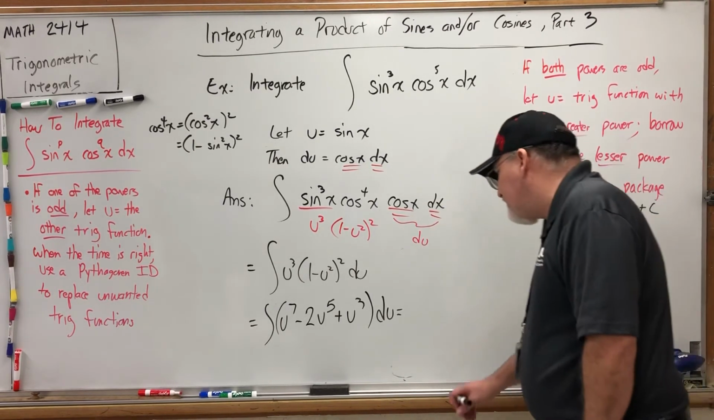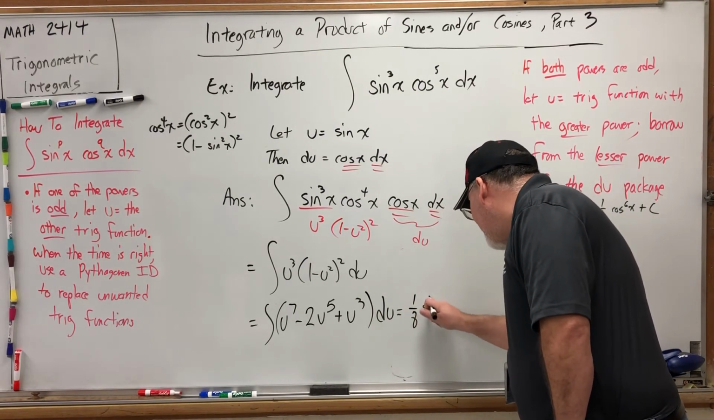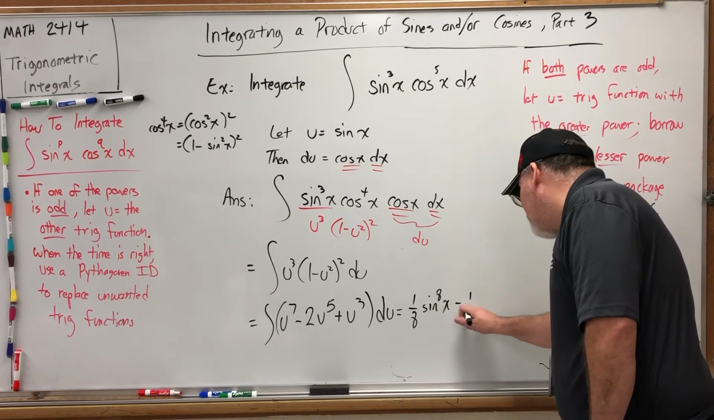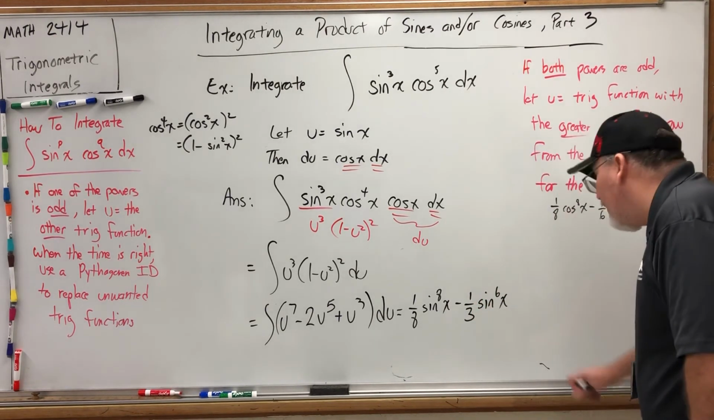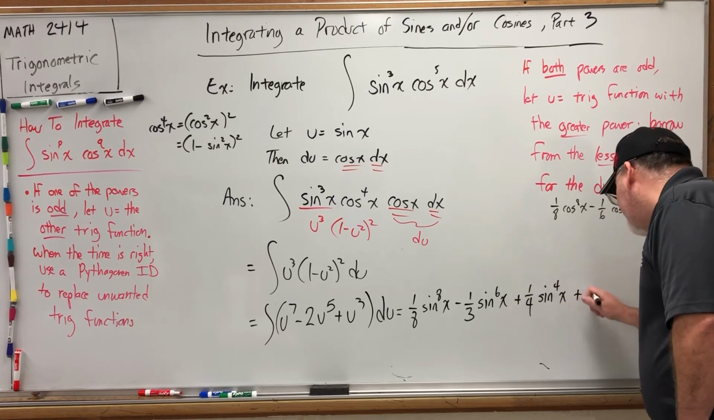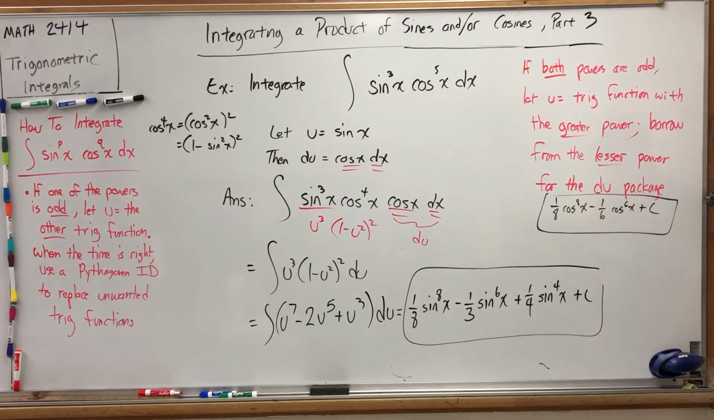And if we integrate this and change the u's back to sines, we get 1/8 sine to the 8th power of x minus 2/6, which reduces to 1/3 sine to the 6th power of x plus 1/4 sine to the 4th power of x plus c. And on the surface, these two answers look completely different. Well, not completely, they both have 8s and 6s for powers. This guy's got an extra term, but with a little bit of smoke and mirrors, you could take advantage of some identities and turn this into that.